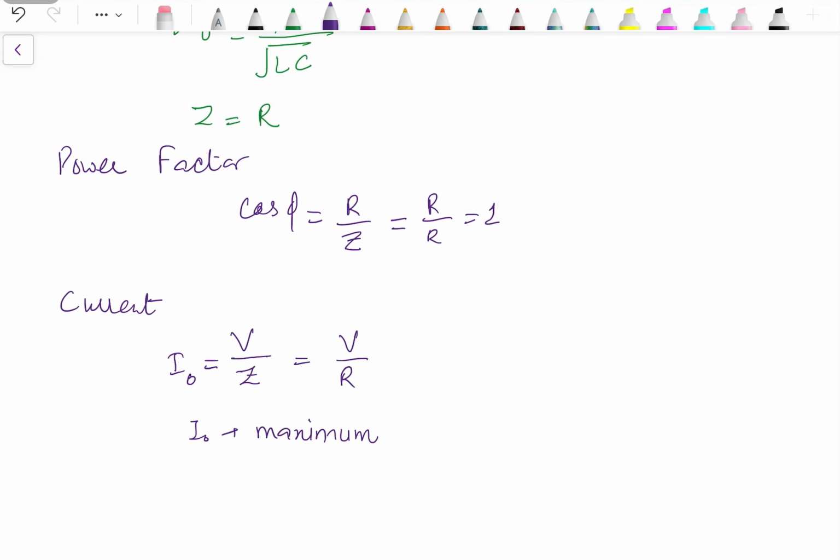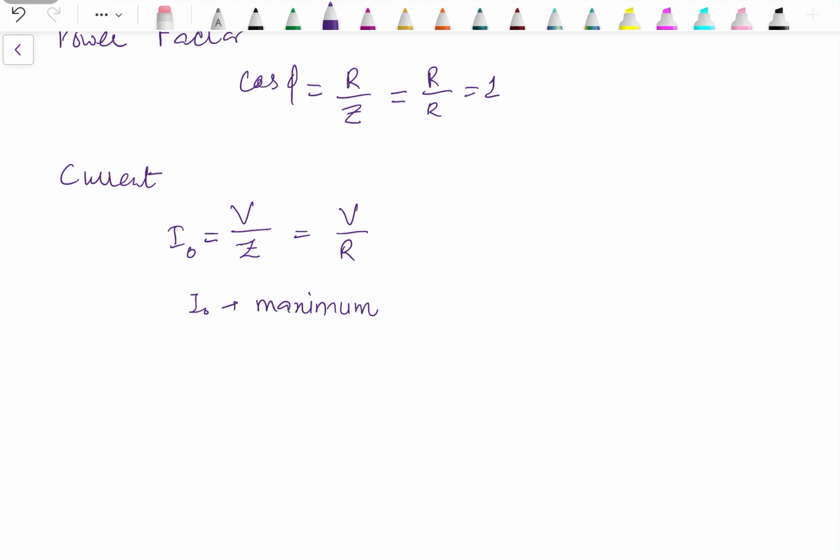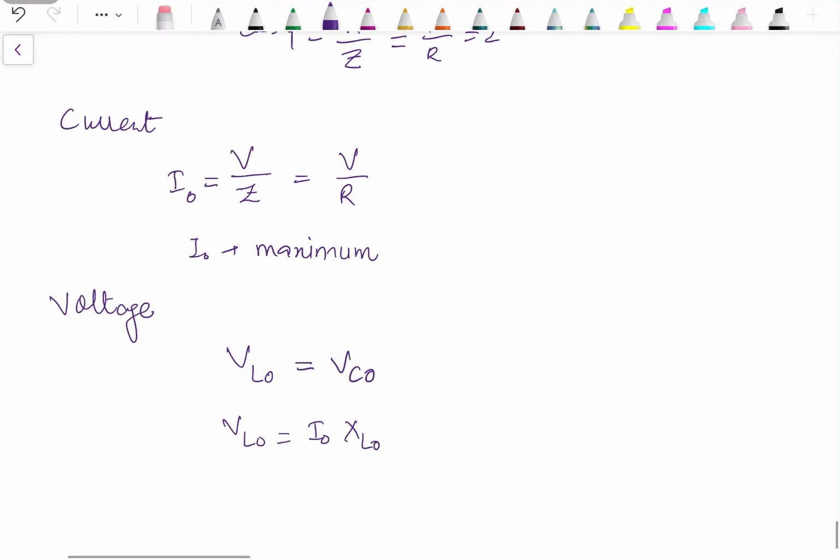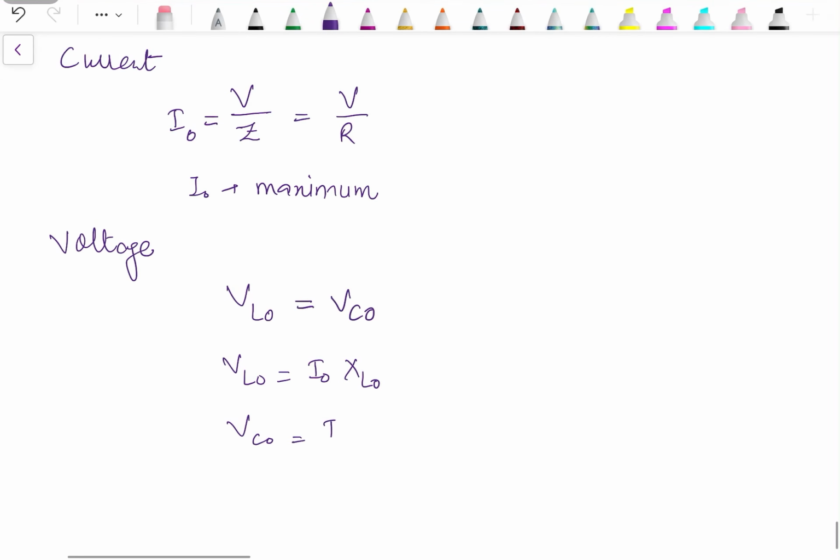Similarly, at resonance we can find out the voltage across the inductor or capacitor. Let's denote the voltage across the inductor as VL naught, which will be the same as VC naught. Now why are they the same? Because VL naught is equal to I naught XL naught, and VC naught is equal to I naught XC naught. And we have seen that at resonance XL and XC are both equal. That's why VL and VC are both the same at resonance.